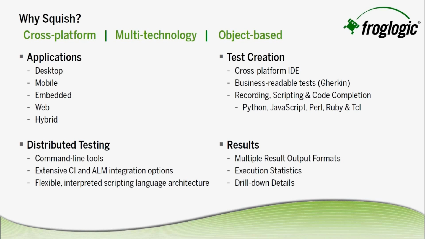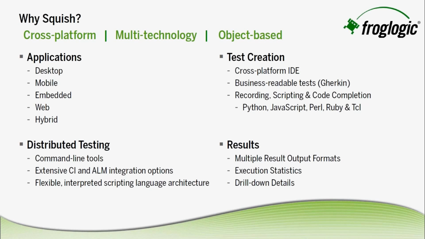When you create tests, you have the ability to create tests in a business-readable format using Gherkin. Gherkin is a BDD standard for creating and defining features and their scenarios. So think about that as defining how a feature should work, and use cases, if you will, for how that should work. Now, when you automate your tests, you have the ability to record or script or either. So it's an and/or. And when you do so, you get to choose between using Python, JavaScript, Perl, Tcl, or Ruby as your scripting languages.